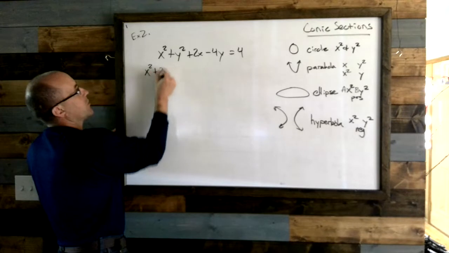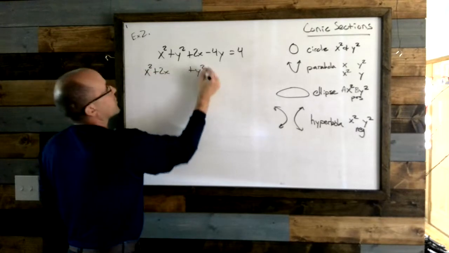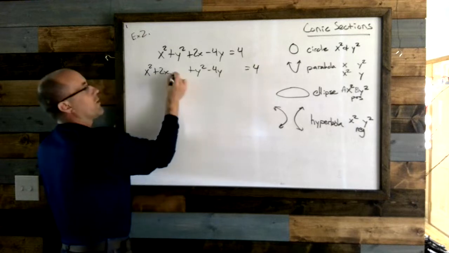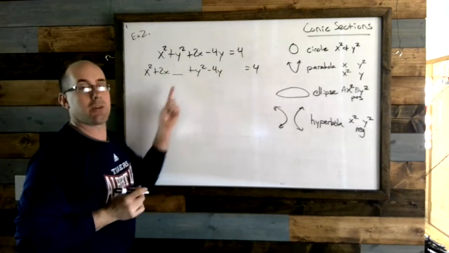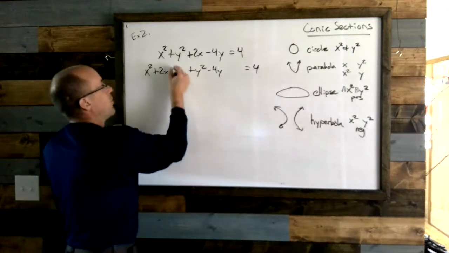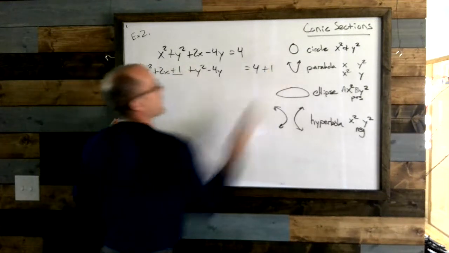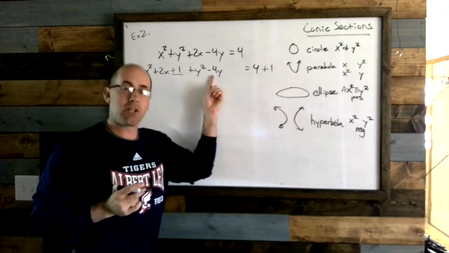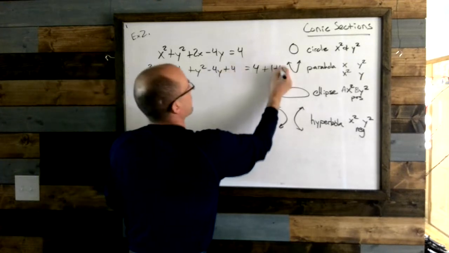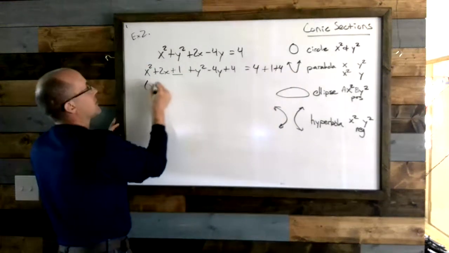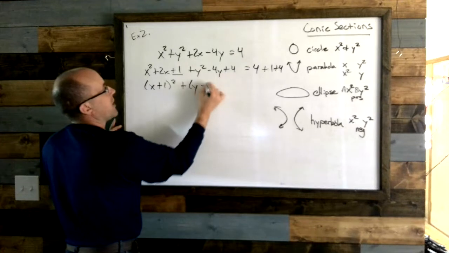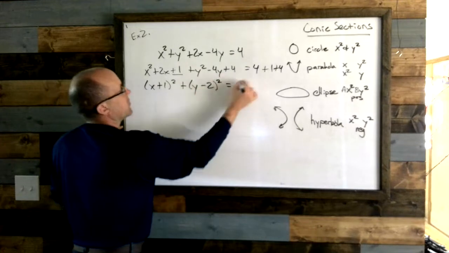X squared plus 2x plus y squared minus 4y, that all is equal to 4. What do you add to complete the square there? Well, you take that number 2, you divide it in half to get 1, and you square it to get 1. So I add 1 to the other side. Negative 4 divided by 2 is negative 2. Squared is 4. I add a 4 there, add a 4 there. So we have x plus 1 squared, y minus 2 squared is equal to, that's a 9.